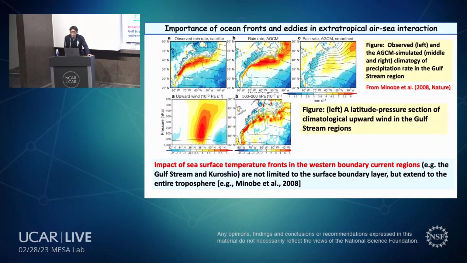Subsequent studies have demonstrated that the impacts of sea surface temperature fronts are not limited to the surface planetary boundary layer, but also extend to the entire troposphere. This figure is taken from a famous Nature paper by Minobe et al. Their study showed that on the warm side of the Gulf Stream, there is surface wind convergence, and such atmospheric wind convergence leads to upward motion, and then creates a narrow band of precipitation. They further demonstrated that if this frontal-scale SST is removed in their AGCM, such narrowly confined precipitation features and atmospheric circulation patterns disappear, indicating the importance of the SST front in determining atmospheric circulation.